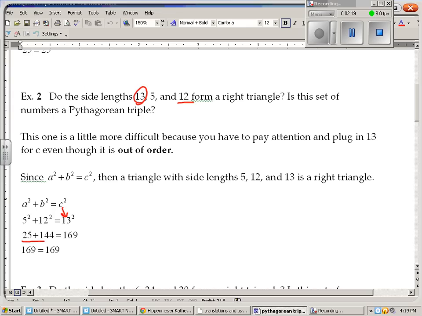When you plug it in, you're going to end up with 25 plus 144, which is 169, which is going to equal 13 squared. These two are equal, so you do have a Pythagorean triple, you do have a right triangle.